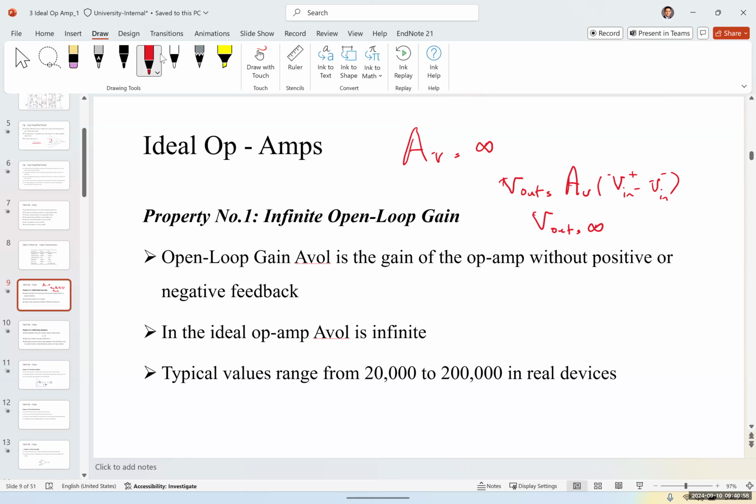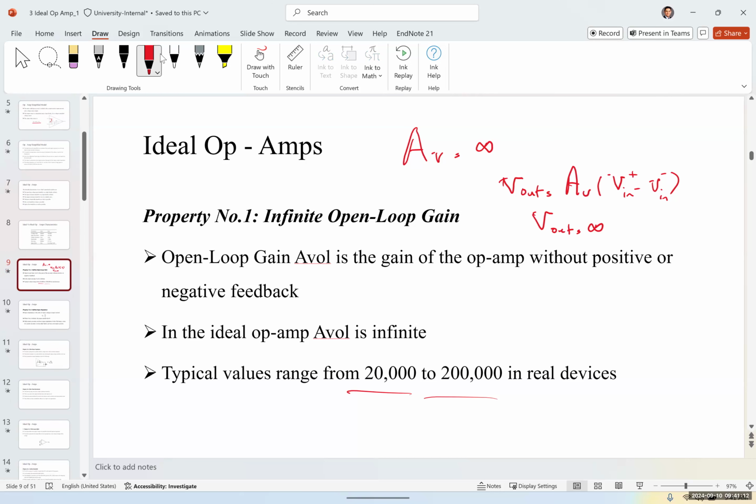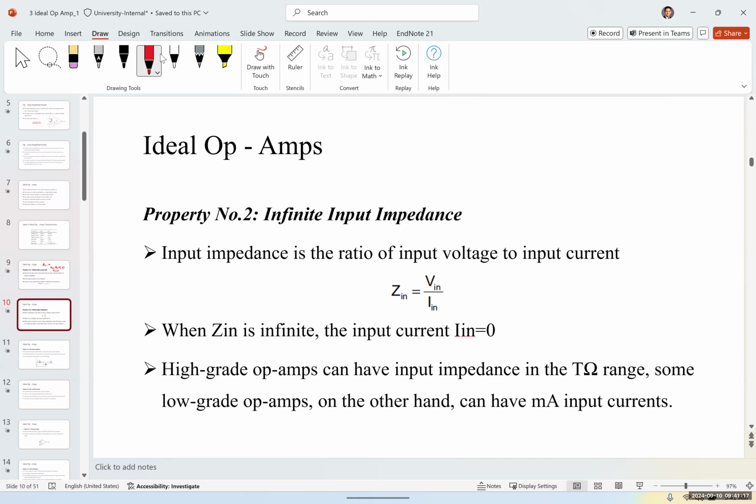In the ideal op amp, as mentioned, it's infinite, but typically the value is between 20,000 and 200,000, which is a pretty large number again. And as we know, an open loop gain is a gain without any feedback.